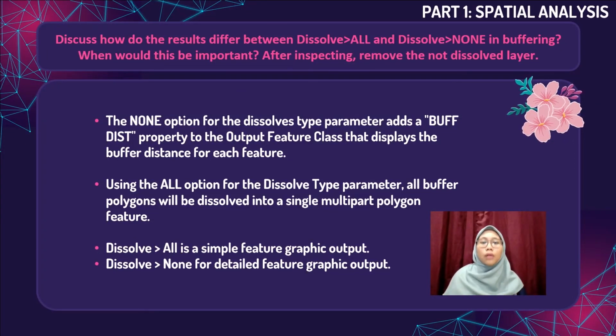And using the all option for the dissolve type parameter, all buffer polygons will be dissolved into a single multi-part polygon feature. And the dissolve more than all is a simple feature graphic output, and dissolve more than none is for detailed feature graphic output.